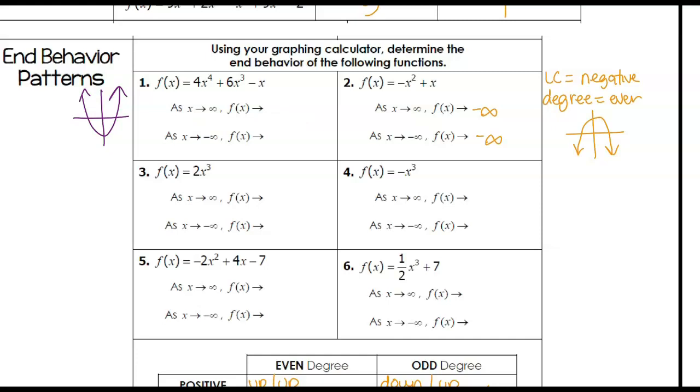Wow, Itzel, your voice has changed. Itzel, try it again. Thank you. And then what about as x approaches negative infinity? Also positive infinity. Good job.